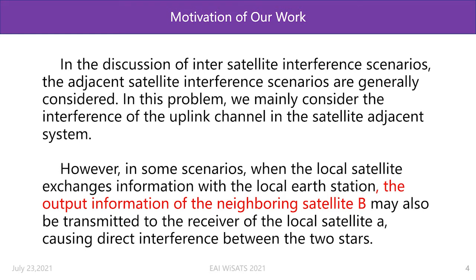However, in some signals, when the local satellite A exchanges information with the local Earth station, the output information of the neighborhood satellite B may also be transmitted to the receiver of the local station satellite A, causing direct interference between the two stars. It can be seen that this situation will occur in the uplink state of the main link. So, it's necessary to consider the interference of signals emitted by other non-geostationary satellites and the interference caused by some geostationary satellites.